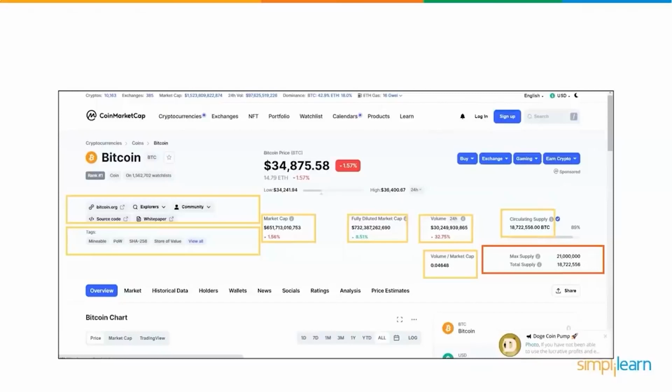Beside the market cap option, you can see fully diluted market capitalization, that is 732,387,262,690. And on the right side, just before the total supply, you can see the volume of Bitcoin, that is 30,249,939,865.